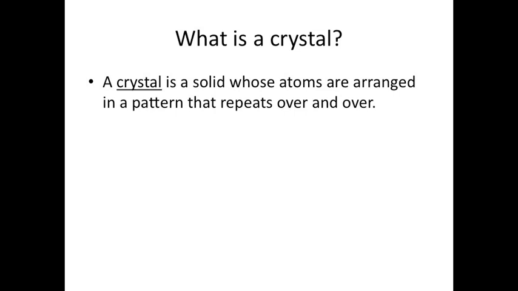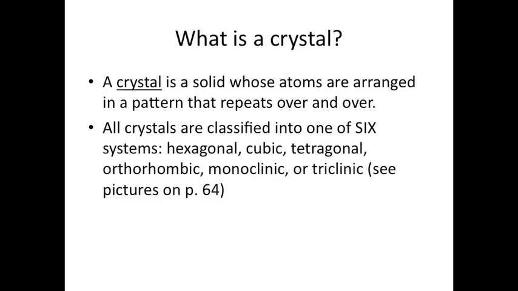Now let's look a little closer at what crystals are and how they're formed. A crystal is a solid whose atoms are arranged in a pattern that repeats over and over. These patterns are classified into one of 6 systems: hexagonal, cubic, tetragonal, orthorhombic, monoclinic, or triclinic. If you want to see pictures of what they look like, look at page 64. But they're all pretty much cubes.